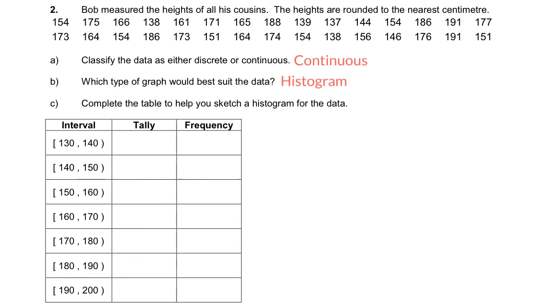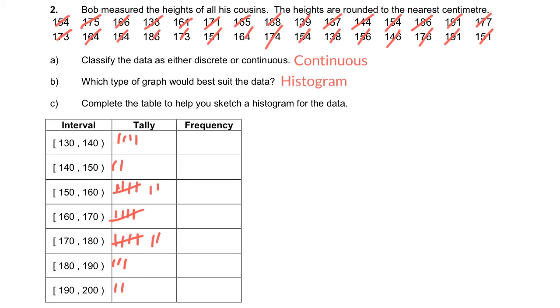Okay, so let's count up how many heights are in each interval. I've set it up so that you can just do a tally, and then once you have the tally marks, you can just add them all up to get the frequency. So I'll show you what I mean. Here I have a height of 154. Well, that's in this interval. Here I have a height of 175. That's in this interval. 166 is in this interval. And I can just keep building my frequency chart.